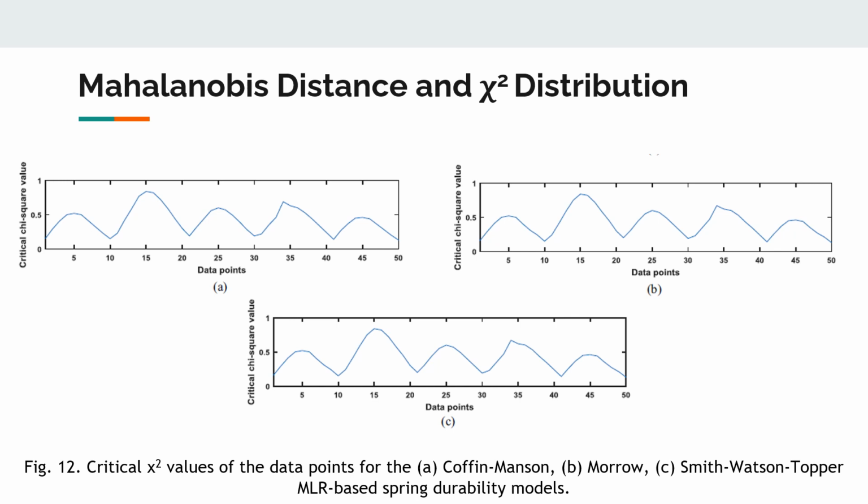If none of the Mahalanobis distance values are greater than or equal to the critical chi-square value, which is 13.82, for 2 degrees of freedom at a significance level of 0.001, this means that there are no outliers in the MLR-based spring durability models. The figures here show the critical chi-square values of the data points for all three MLR-based spring durability models. It can be seen that none of the values exceed the critical value at a significance level of 0.001, indicating that there are no outliers in the models.